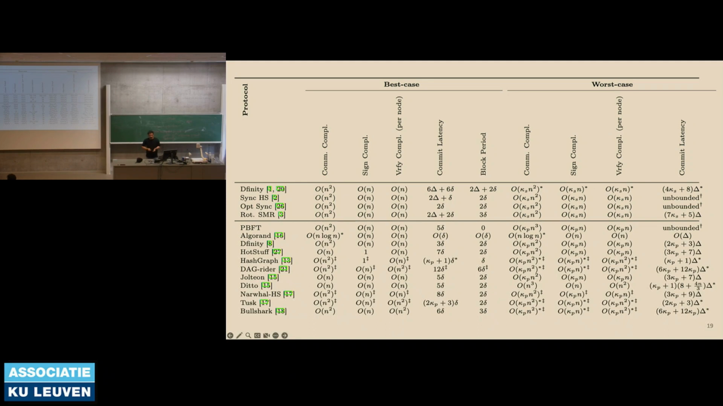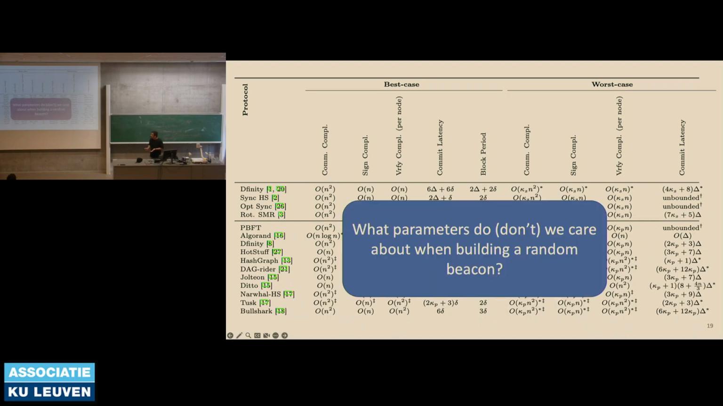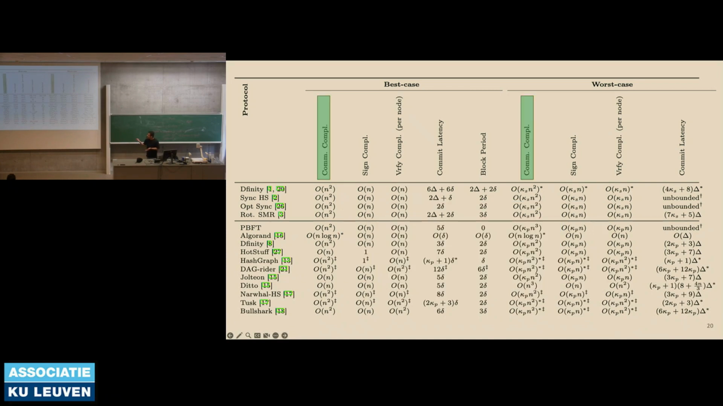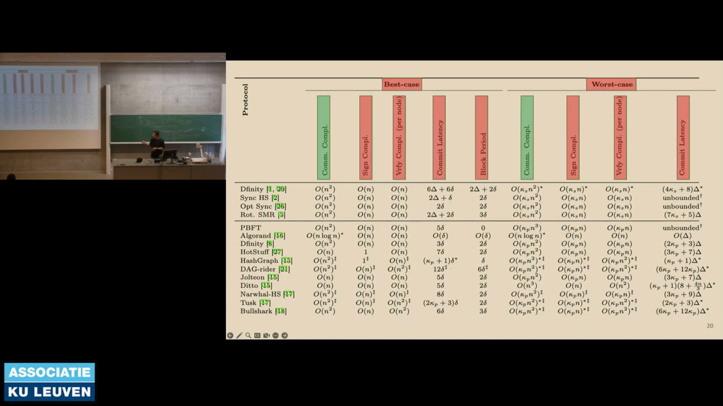But now we are in the context of randomness beacons, right? So we need to pick our SMR protocol. What properties do we care about and what properties don't we care about? So let's ask that question and let's look at the landscape. Turns out we care about communication complexity, but none of the others. How many signatures you do, we don't care. What's the throughput, we don't care. Does the latency of SMR matter? We don't care.